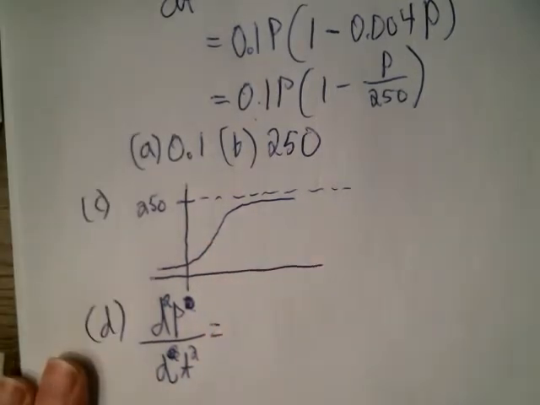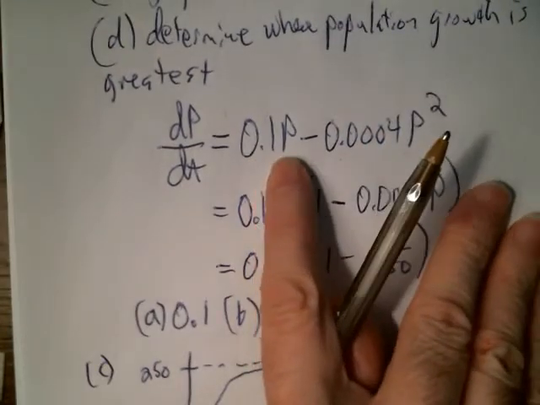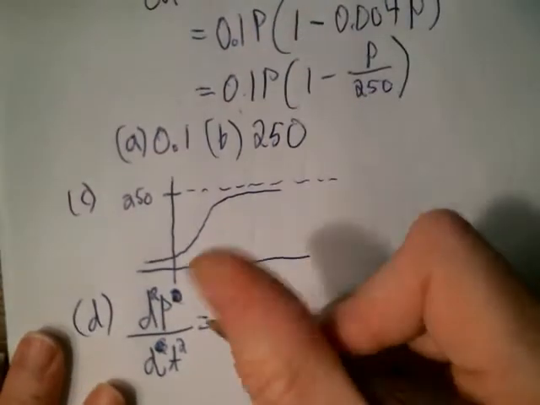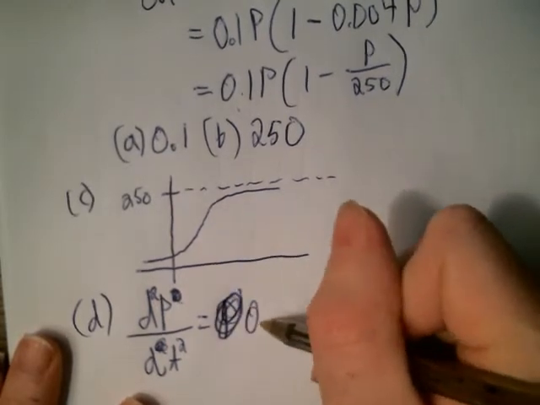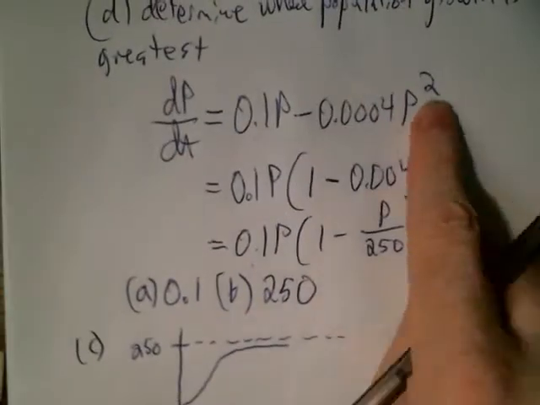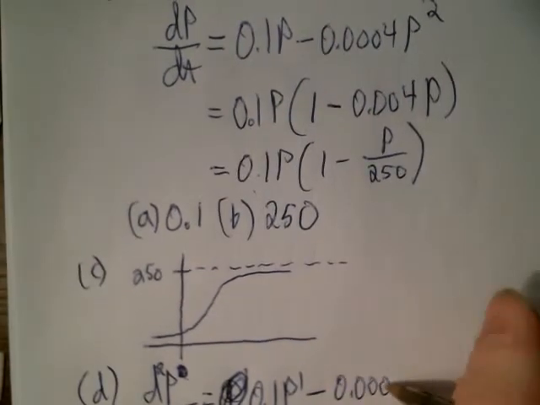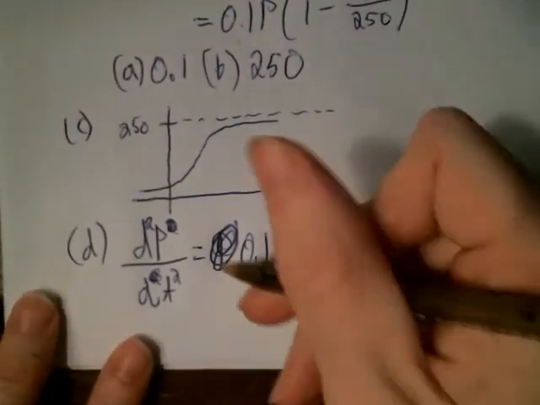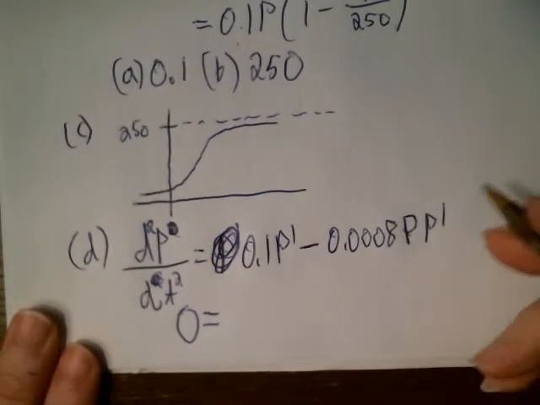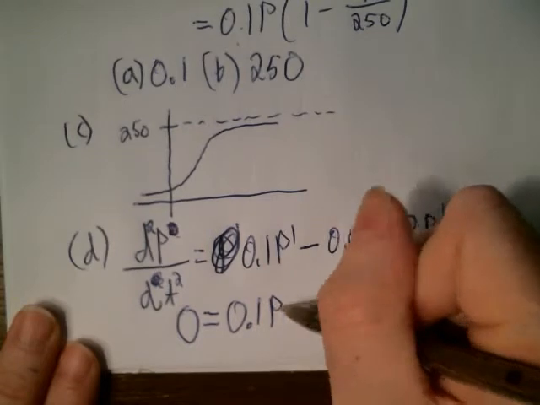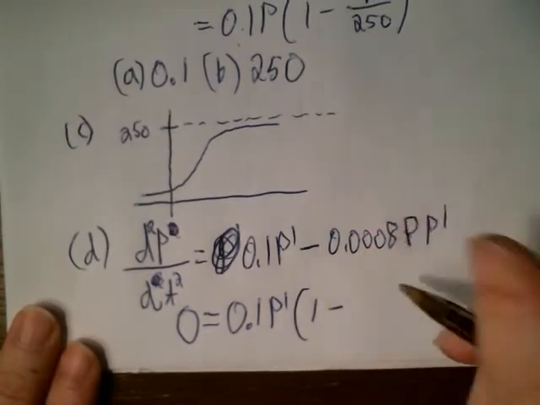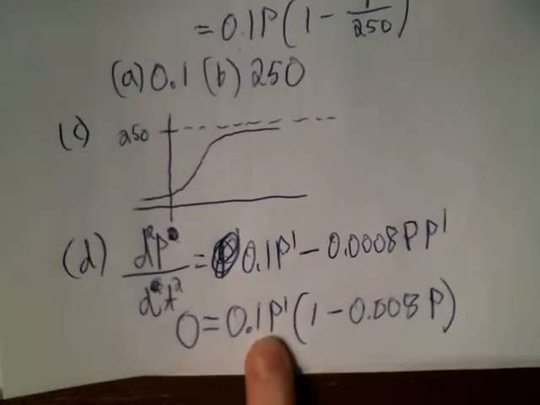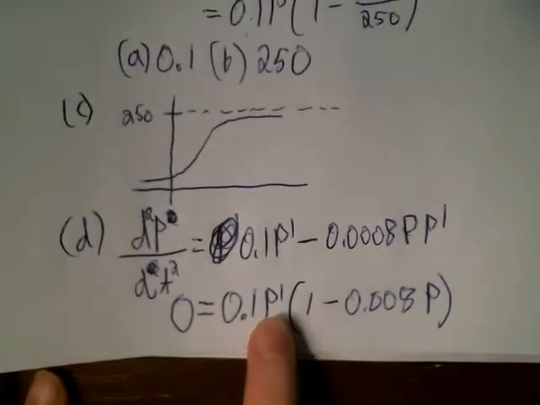That'll equal what? So the derivative of this thing, and you do it implicitly. So it'd be 0.1 times the derivative of p is 1 times p prime, so you get p prime, and of course there's a 0.1 there. And then minus, bring down the 2, so you'd have 0.0008 p times another p prime. And then we want to set that equal to 0 and factor out a p prime. So 0.1 p prime times 1 minus 0.008 times p. Right? And this thing right here will give us two sort of trivial solutions.